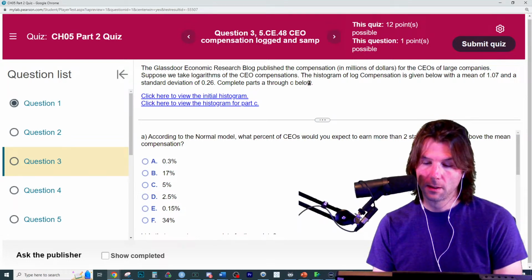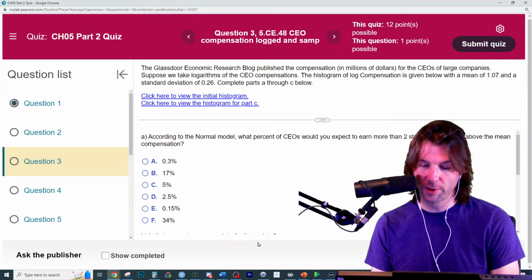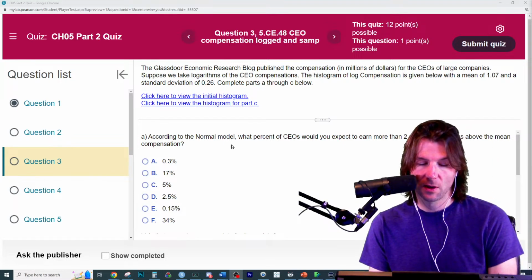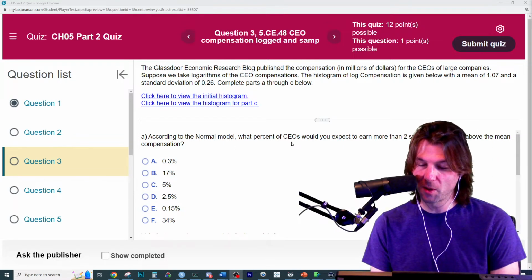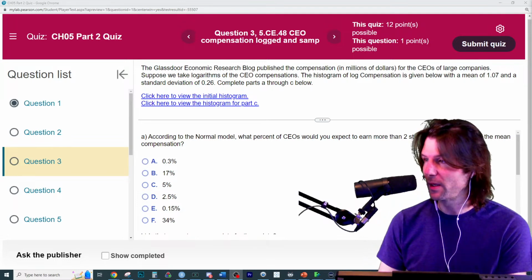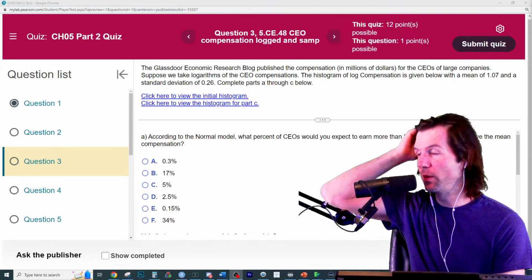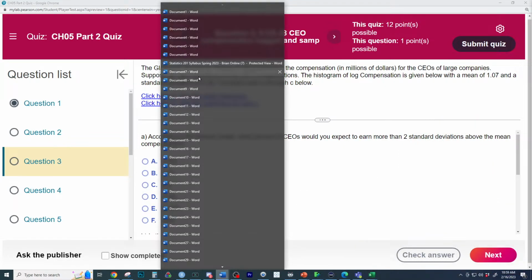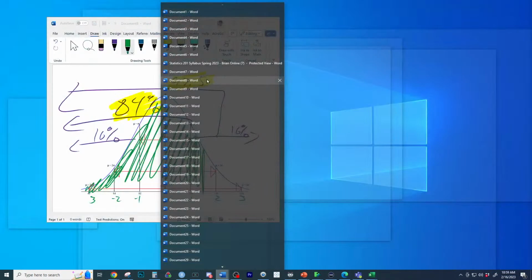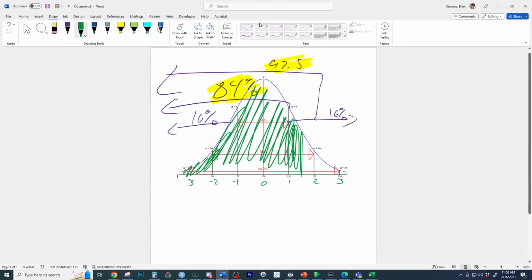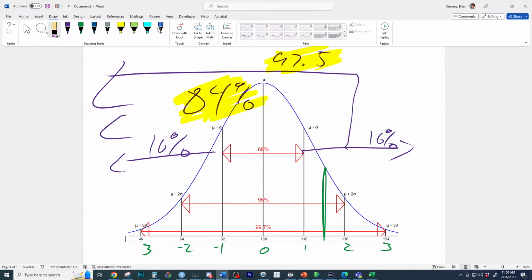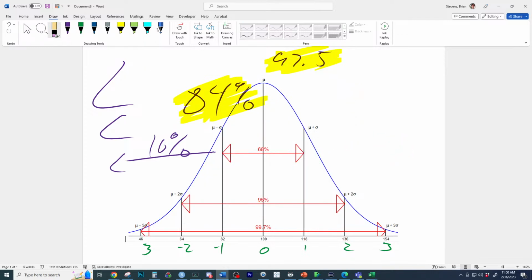Okay. So they're given some crazy percentages right here. Oh, but this one's easy. We got this. It says, what percent of CEOs, according to the normal model, would we expect to earn more than 2 standard deviations above the mean? So between +2 and -2 is what percent of the data? We could use this one right here, on the z-scores. We don't even need to know the context of the data.